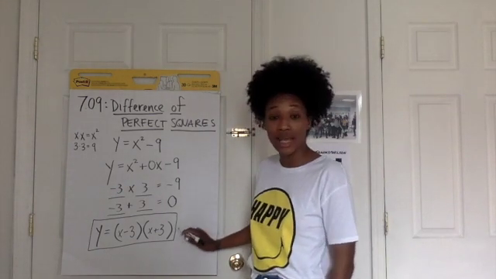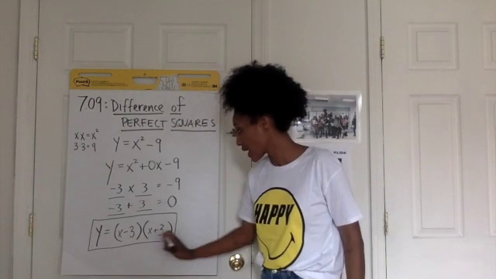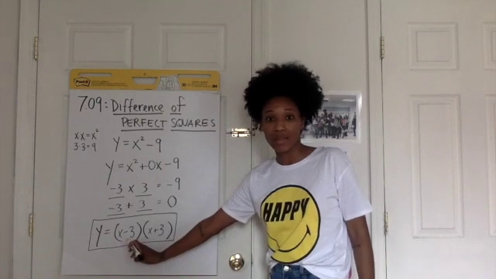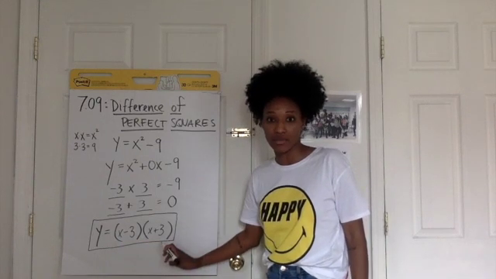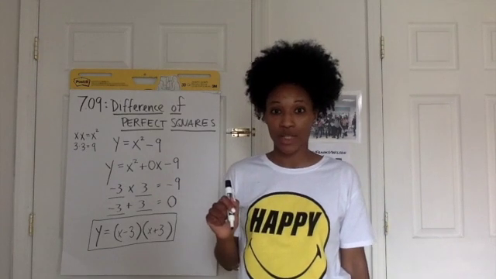I notice that inside of my parentheses, I have the same number, 3 and 3, but one of them is negative and one of them is positive. You are going to notice the same thing as you're completing your classwork today.